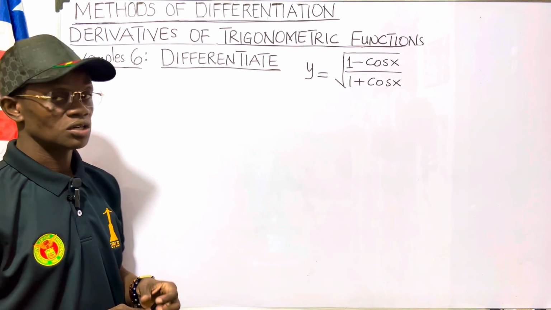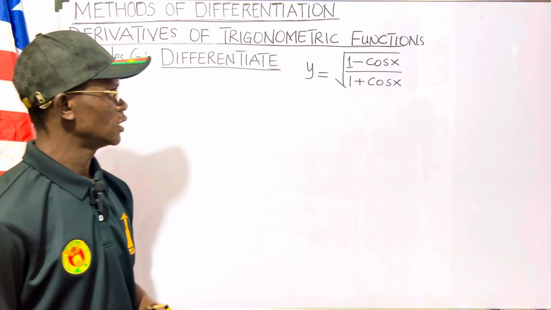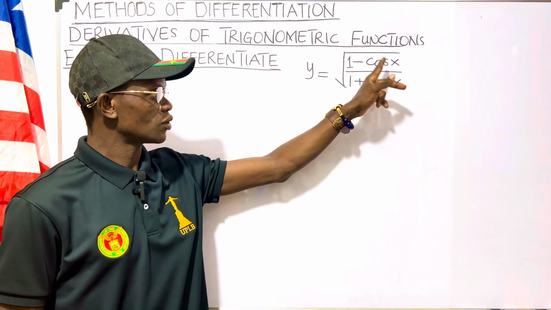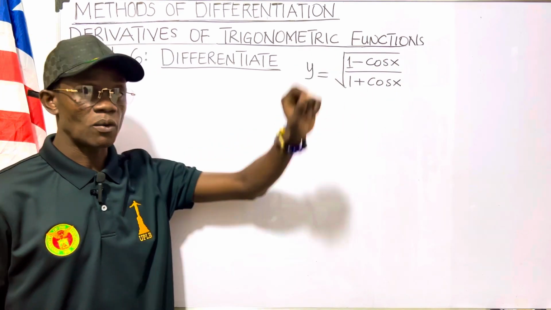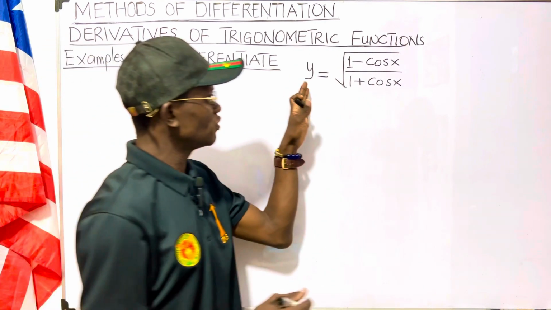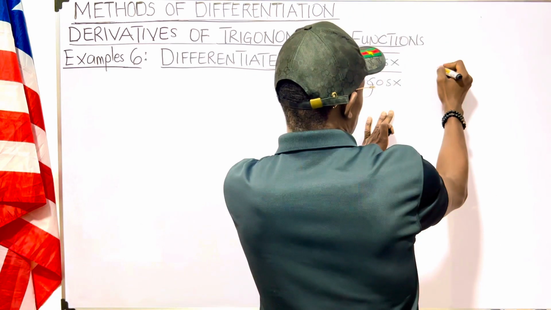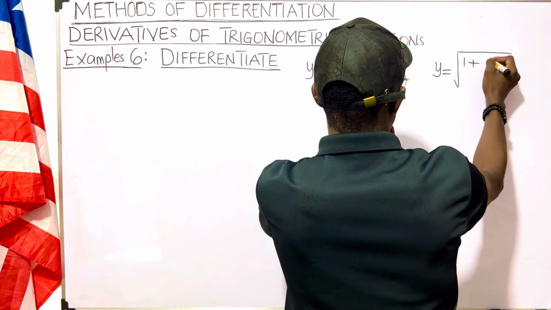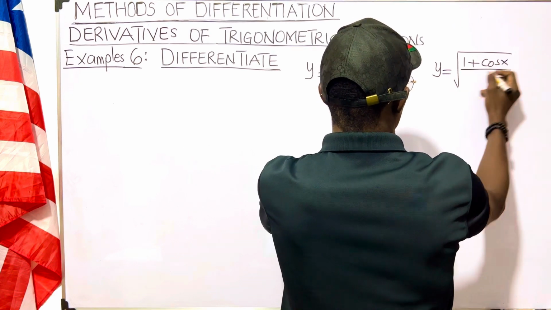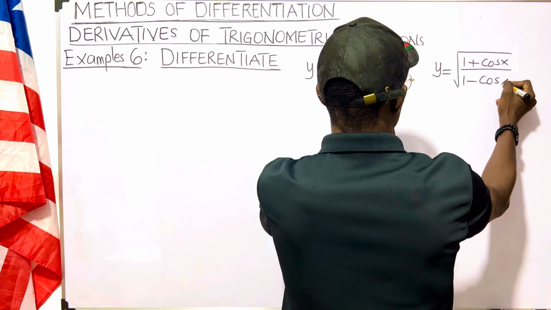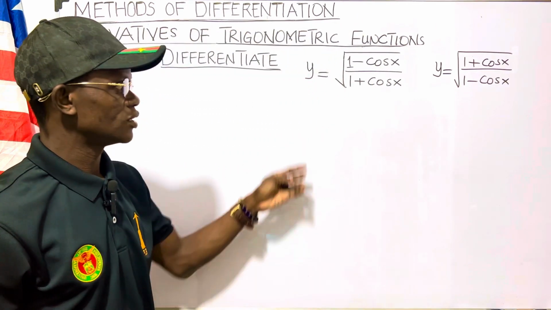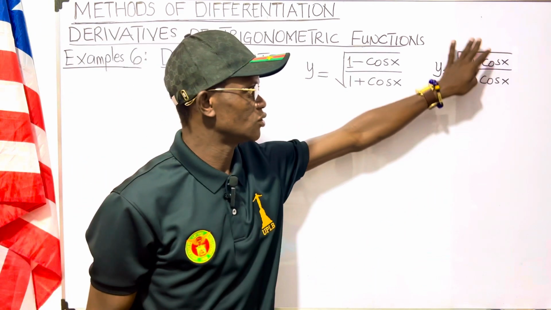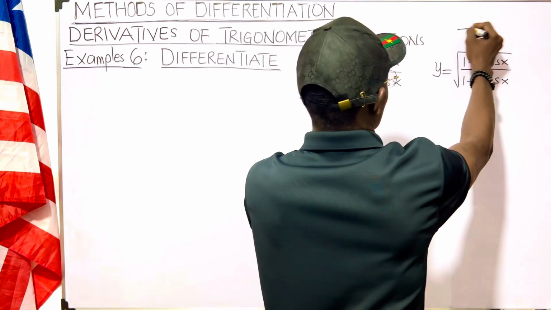So we have example number 6, which says y equals the square root of 1 minus cos of x divided by 1 plus cos of x. If we solve this problem, you can also practice y equals the root of 1 plus cos of x divided by 1 minus cos of x. The method we're going to use to solve this problem, you can use the same method to practice that problem.